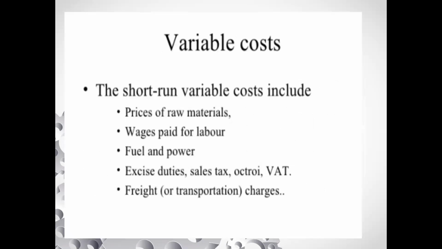If production increases and the cost also increases, that comes under variable cost. So the prices of raw materials and the wages paid for labor. Yes, of course, if I'm cooking for 2 people, I don't want any assistant. But if I'm cooking for 200 people, I want more labor. So the labor cost for 2 will be different, and the labor cost for 200 will be different. So the wages paid for labor are also included.